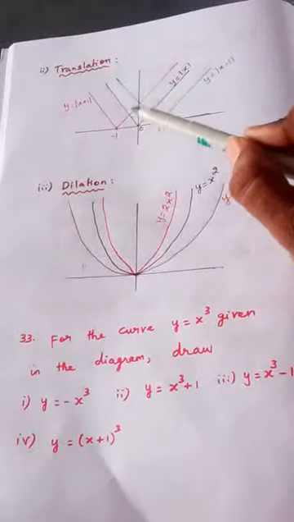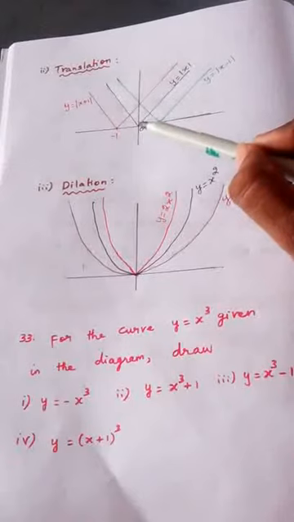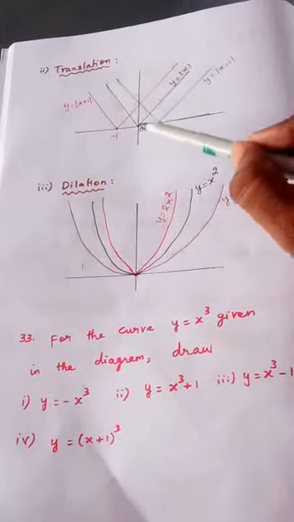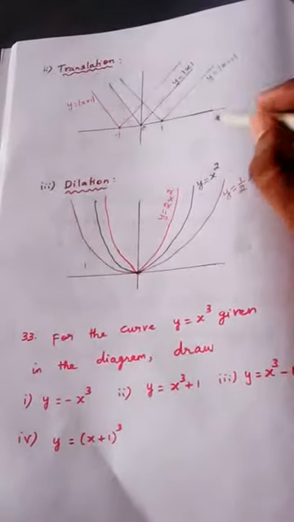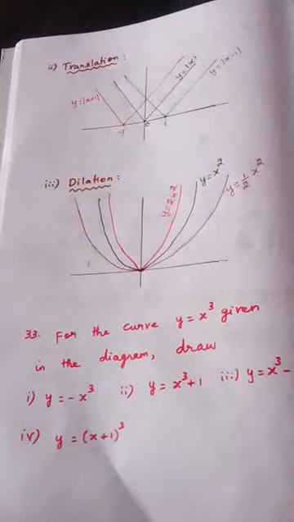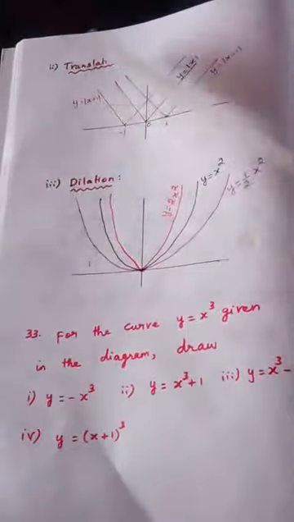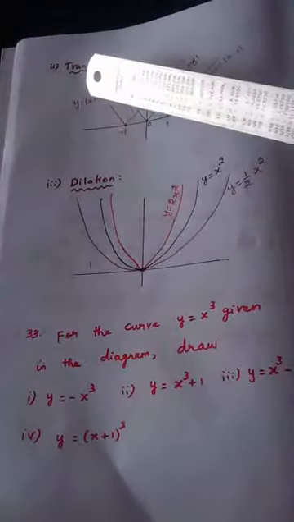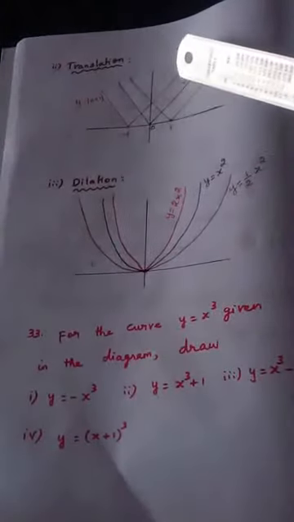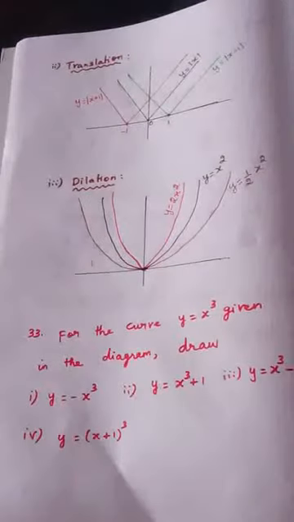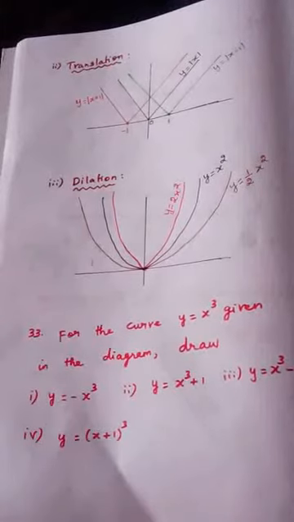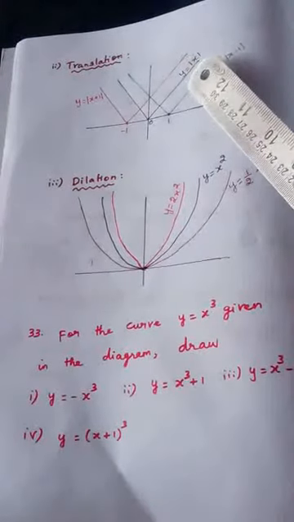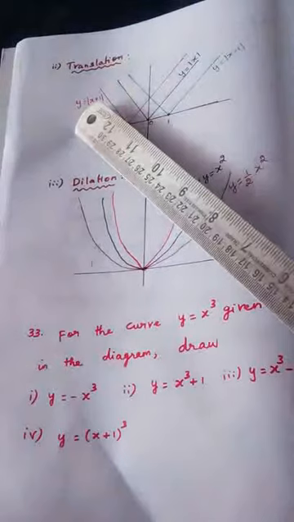It is nothing but the translation of this black diagram by 1 unit to the right hand side. Suppose we see another example here. See the red color: y is equal to modulus x plus 1. So the diagram is like this. If you see, y is equal to mod x, and this is y is equal to modulus x plus 1.